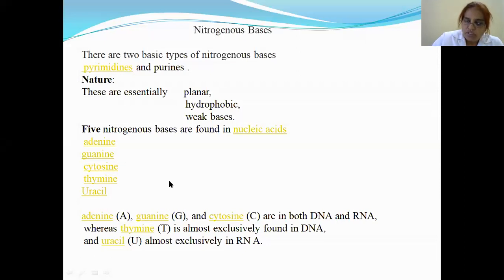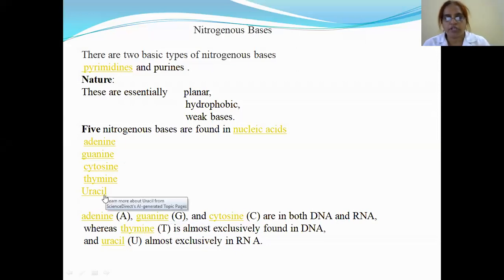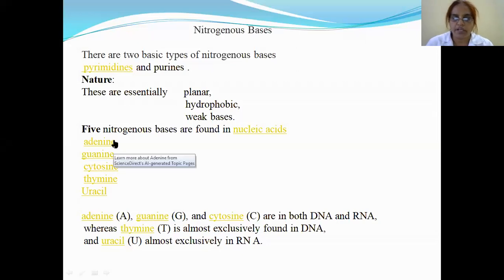Now see the arrangement of these purines and pyrimidines in DNA and RNA. Adenine and guanine are the purines present in the DNA. Cytosine and thymine are the pyrimidines present in the DNA. So how many bases are present in the DNA? 4 bases: adenine, guanine, cytosine, and thymine. Out of these 4, 2 are purines and 2 are pyrimidines.